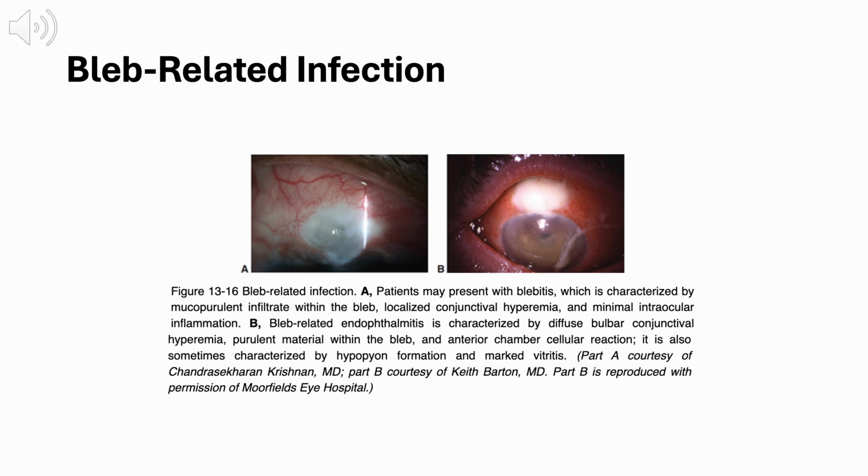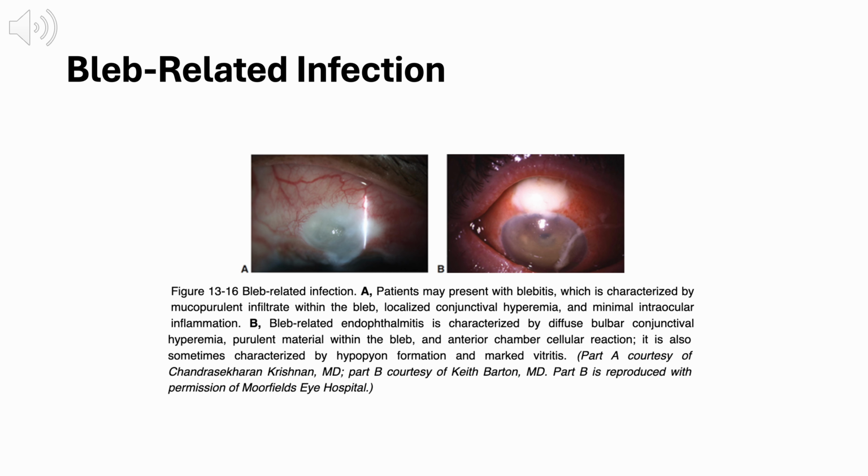On the left, we're looking at blebitis. You can see a mucopurulent infiltrate sitting within the bleb itself, with localized conjunctival hyperemia but relatively little anterior chamber reaction. Vision may still be fairly preserved at this stage, and the infection is largely confined to the bleb.